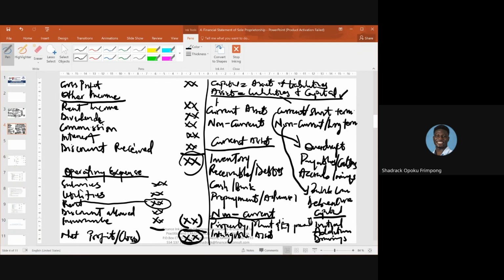The idea is that whatever profit we are getting, the person is not going to spend it. The person will plow back the profit into the business. So that will increase his or her capital in the business, unless we are told that he has made some withdrawals or he has paid some dividend to him or herself. If not, we add back the profit. Any question?